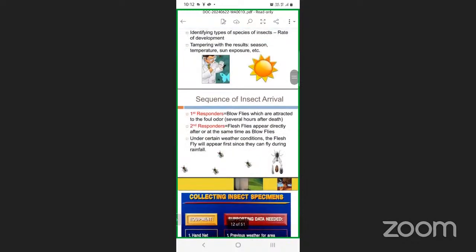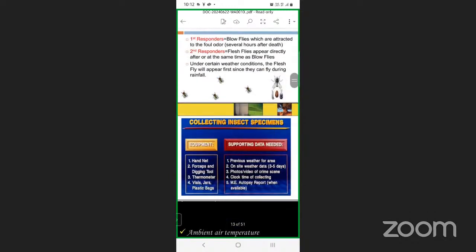Whenever a body is brought for investigation, the first responders to find the dead body are the blowflies, and the second responders will be flesh flies. We collect these insect specimens with a hand net, forceps, digging tool, thermometer, vials, jars, and plastic bags.